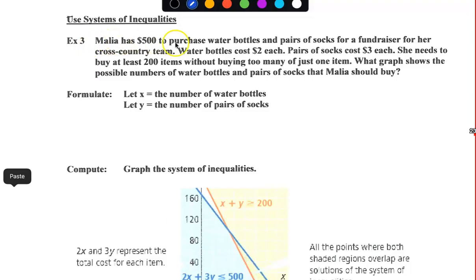So Malia has $500 to purchase water bottles and a pair of socks for a fundraiser for her cross-country team. Water bottles cost $2 each. A pair of socks costs $3 each. She needs to buy at least 200 items without buying too many of just one item. What graph shows the possible numbers of water bottles and pairs of socks that Malia should buy?